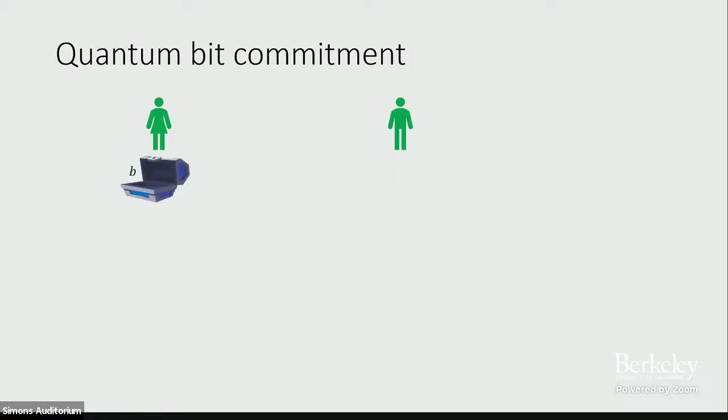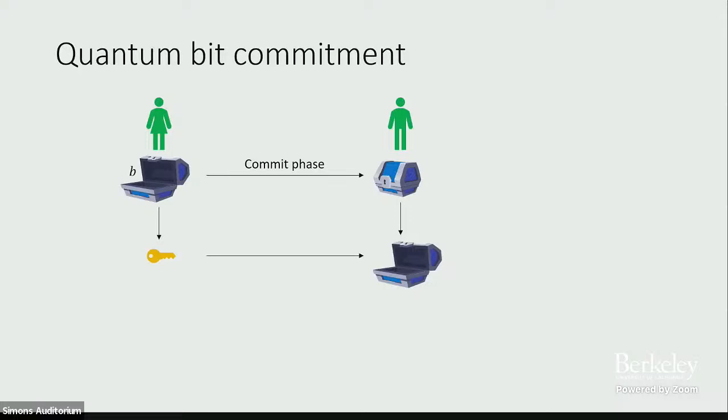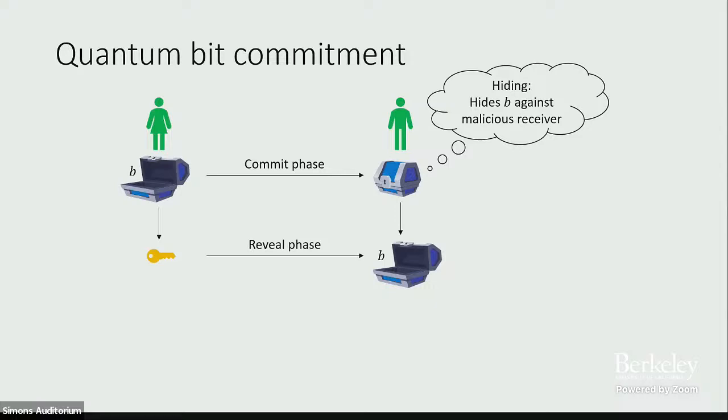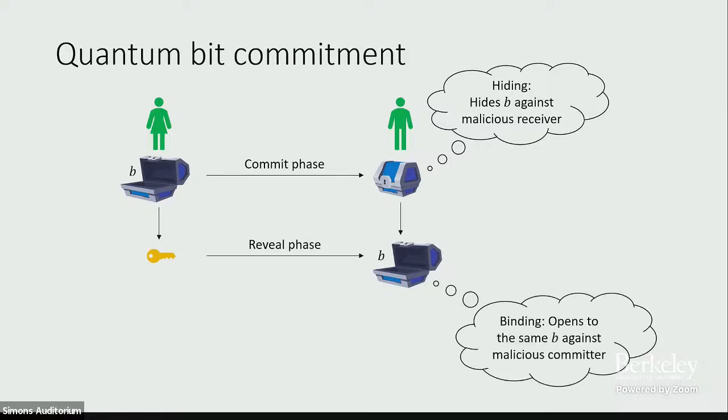Quantum bit commitment. We've seen this several times. The same box actually appeared in the morning several times. This box is working overtime. We want a commitment in the commit phase, and the information that we give in the reveal phase, and we want the receiver to be able to open when we give him the key. The hiding is that even when the receiver is malicious, until you give it the key, it doesn't know the message. And the binding is that you can only open the same message b even against a malicious committer.